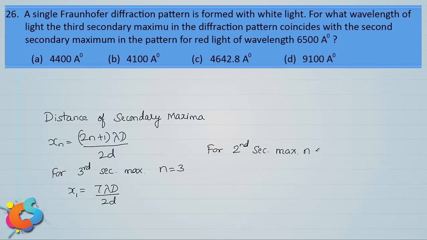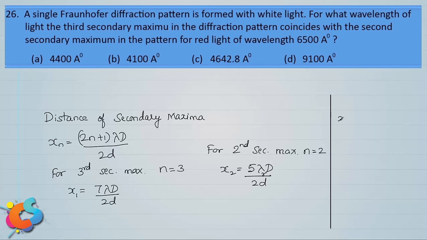The value of n is 2. Therefore, the distance, let me write it as x2. In place of n, when you substitute 2, you'll get 5 lambda D divided by 2d. But here, the wavelength is lambda r, that is for red color, and that is given to you. Okay? When they coincide, these two distances can be equated.